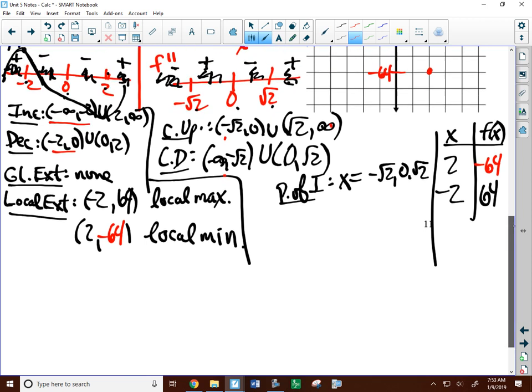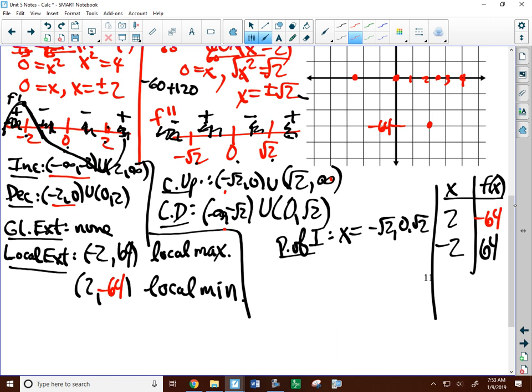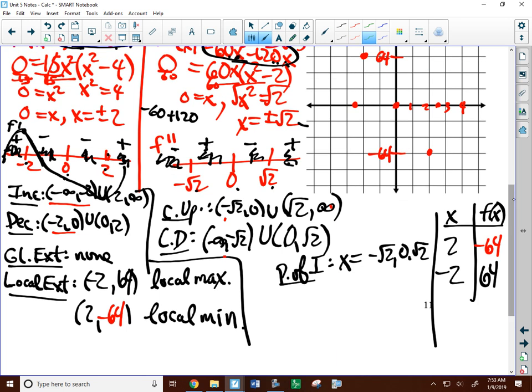Now, last thing I'm going to do before I graph is make a little mark on my graph where the concavity changes. So at negative radical 2, that's about negative 1.4. At 0, and at radical 2, which is about 1.4. Okay. You don't have to do that. I'm just putting those there so I know when to change from concave up to concave down in the curve.